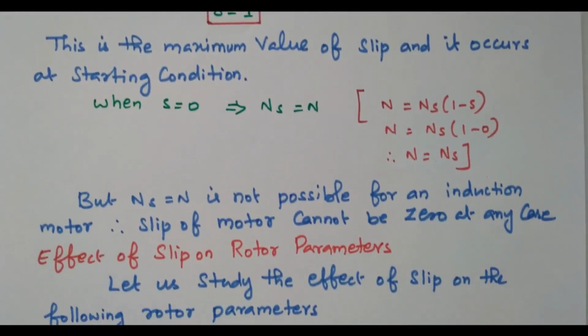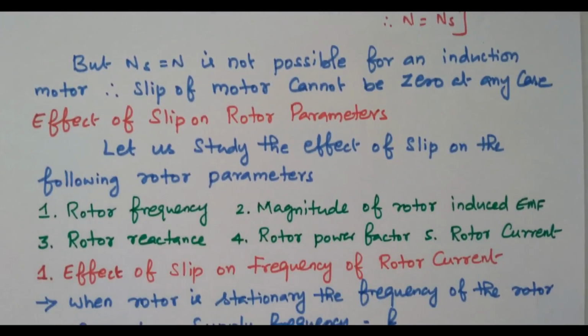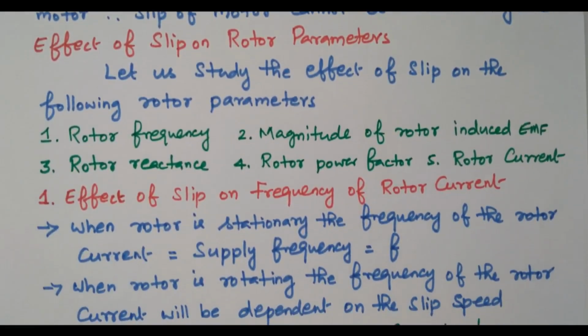Now we will see the effect of the slip on the rotor parameters. Let us study the effect of slip on the following five rotor parameters: rotor frequency, magnitude of rotor induced EMF, rotor reactance, rotor power factor, and rotor current. We are going to analyze the effect of the slip based on these five parameters of the rotor.